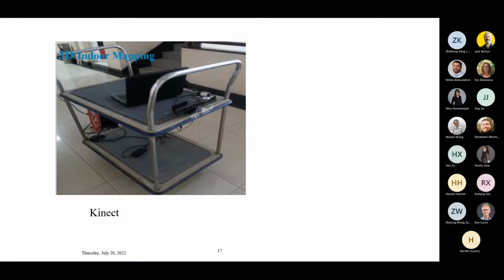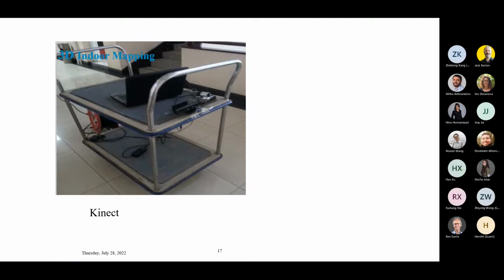Okay, so this slide shows we can use different sensors to acquire point clouds in the indoor environment, like Kinect. And next.